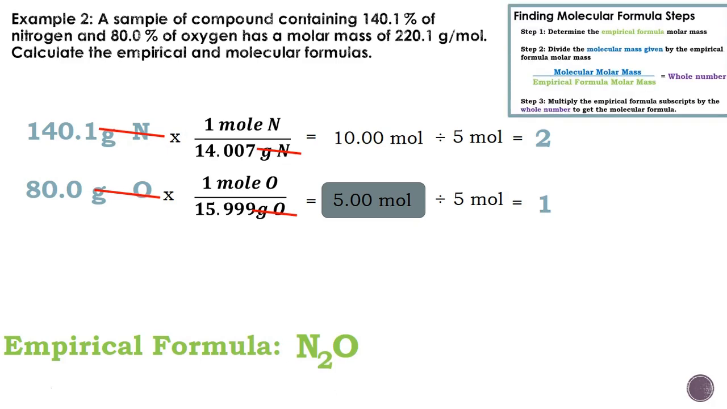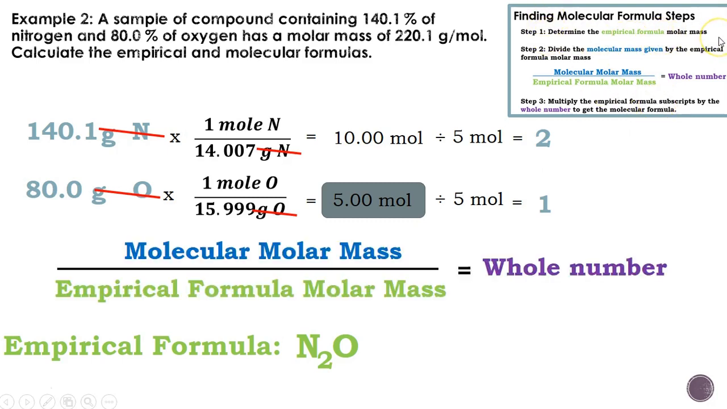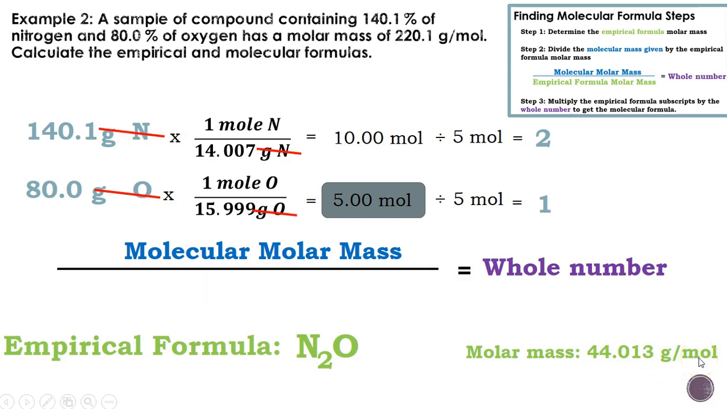Once we find our empirical formula, we now need to figure out our molecular formula. Therefore, we need to follow these steps. First, you want to figure out the empirical formula molar mass. When you do that, you can see that for N2O, the molar mass for our empirical formula is going to be 44.013 grams per mole. You want to replace that in this formula over here.